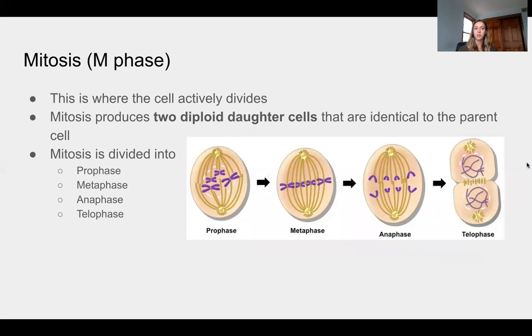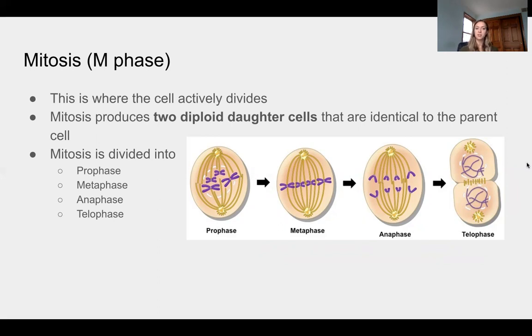So after interphase, we have mitosis, which can be the M phase. This is where the cell is actively dividing. Mitosis produces 2 diploid daughter cells because they have 2 copies of their chromosomes. So that's diploid. Mitosis is divided into prophase, metaphase, anaphase, and telophase.